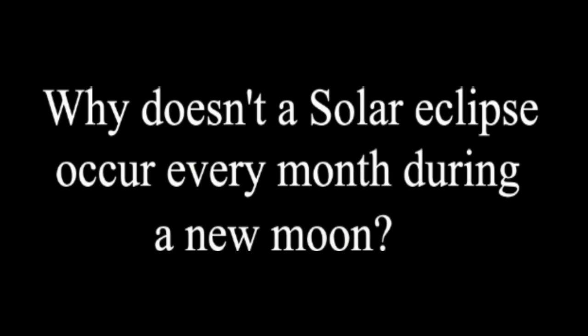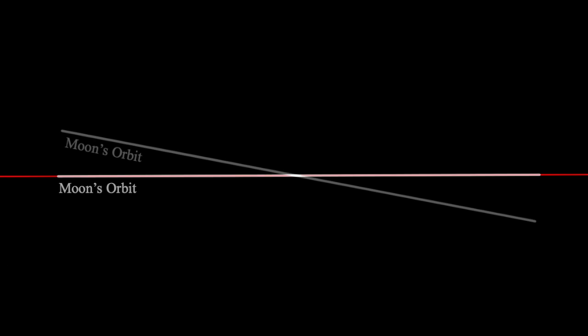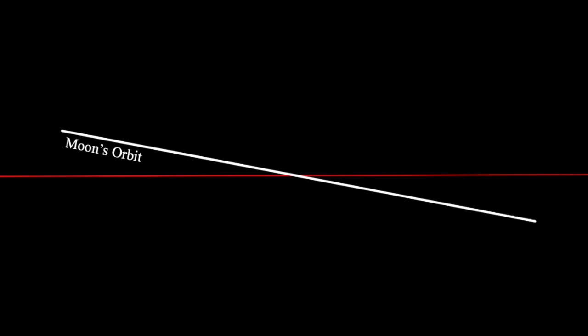So, why doesn't a solar eclipse occur every month during a new moon? Well, this is because the moon's orbit is tilted by a few degrees, so normally it is not in line with the ecliptic plane that contains Earth's orbit around the sun.